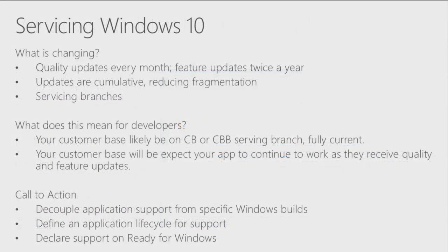So in summary, we've changed how we're doing servicing in Windows 10. It includes both feature updates twice a year as well as quality updates that are cumulative every month. We've introduced servicing branches to give our customers control over the frequency that they pull down these updates. And so what it means for you as a developer is that over time, your customer base likely is going to be on one of two servicing branches, current branch or current branch for business, and be fully patched. So a much smaller number of configurations than what you've had in the past, and hopefully in the long run will reduce the amount of testing that you have on Windows 10.